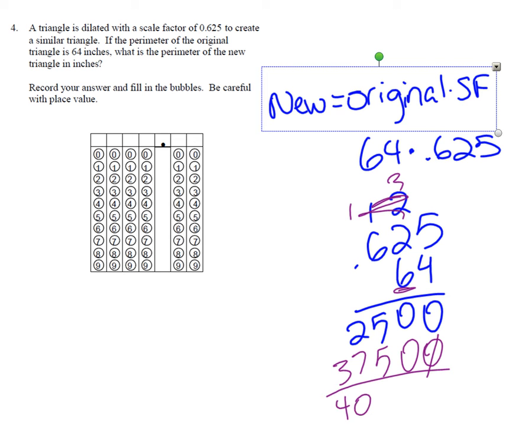So this does add up to 40,000, but how many decimal places do we have? 3. We have 1, 2, 3. So we have 1, 2, 3 in our answer, so it would have to look like 40. If you wanted to, you could fill in the zeros on the right side, but I wouldn't.